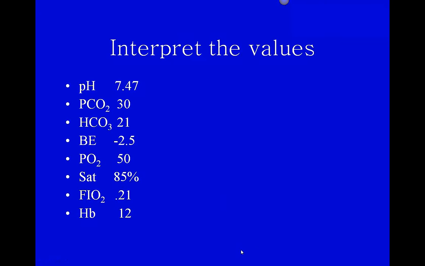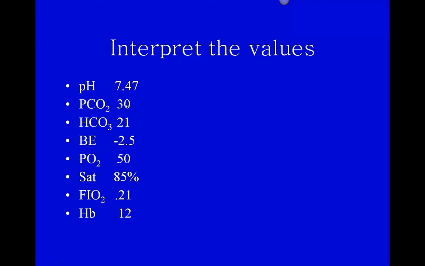Let's try another one. pH is 7.47. Is that alkaline or acid? Is it less than 7.40? It's an acid. If it's greater than 7.40, we have an alkaline. So I have an alkaline pH. My CO2 is lower than it should be. Normal range is 35 to 45. When CO2 goes down, what does that do to the pH? So do you have a respiratory alkalosis or a respiratory acidosis?